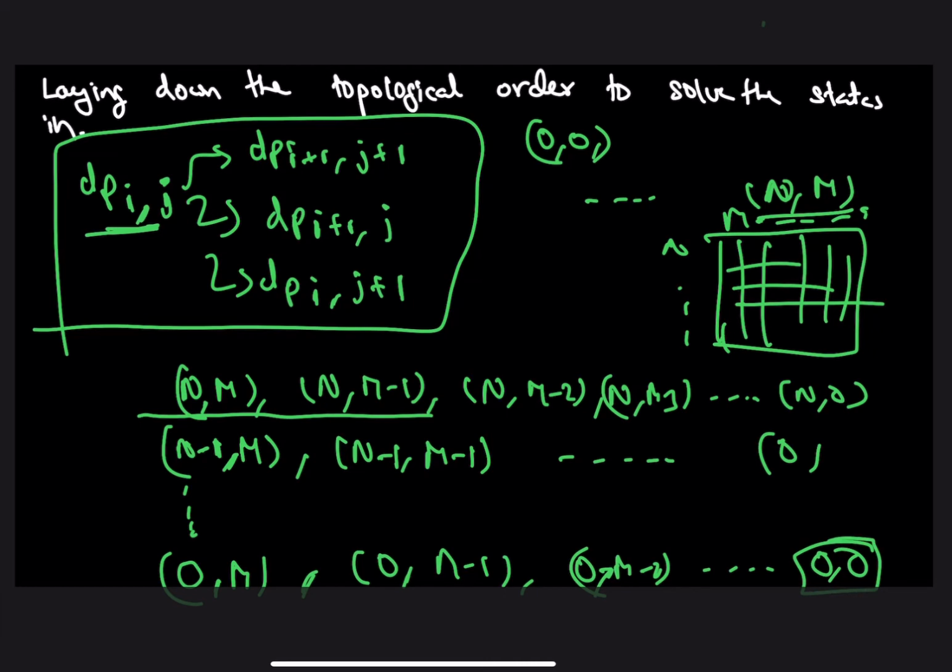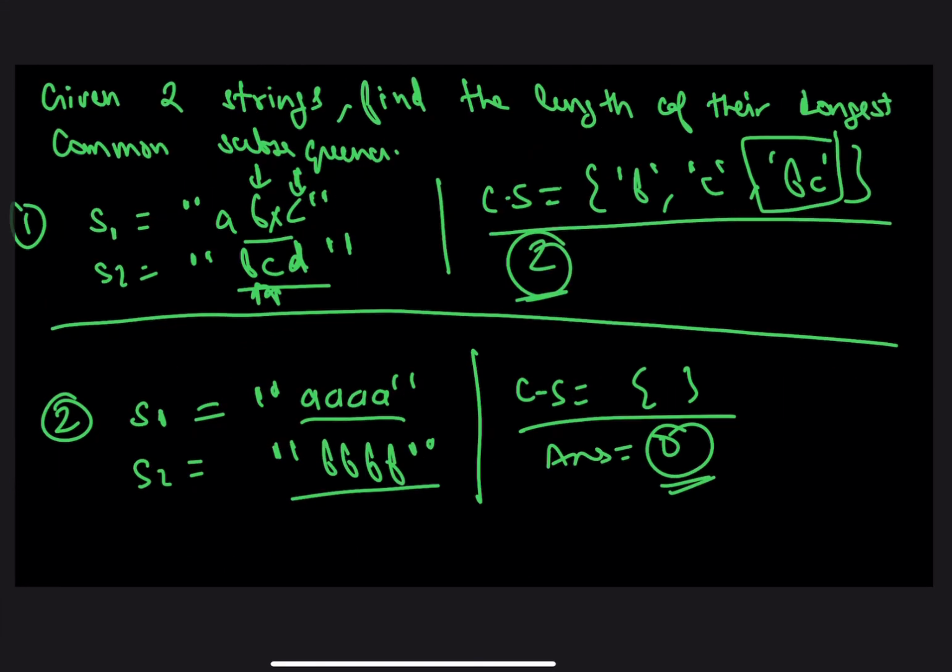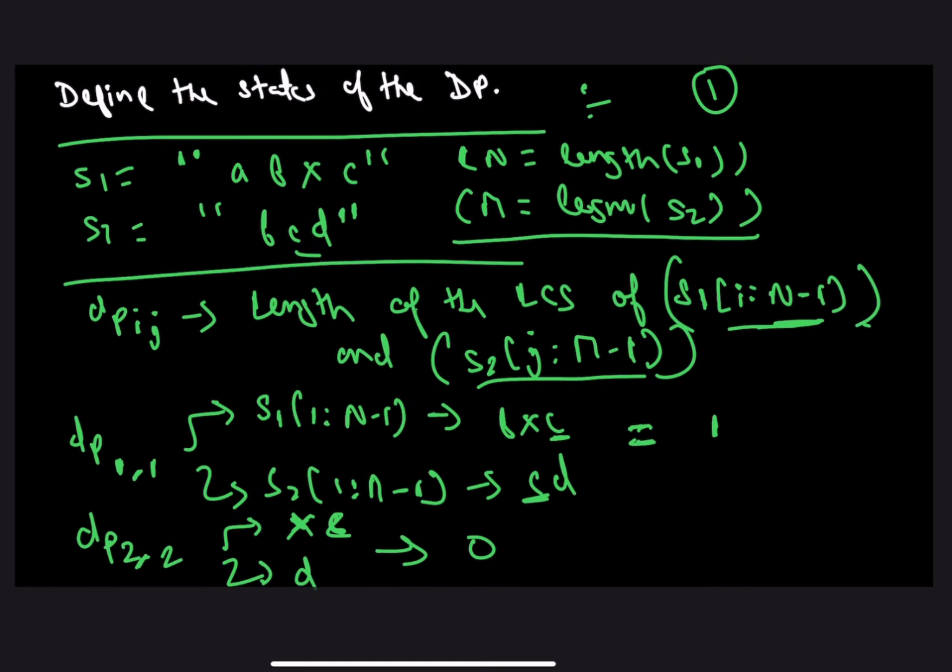So if you notice, the final answer that we are looking for is nothing but dp of 0 comma 0. Why? Because if you look back at the definition we have laid down over here, dp of 0 comma 0 will be equal to the longest common subsequence of s1 0 to n minus 1 and s2 0 to m minus 1. That is the longest common subsequence of the entire string s1 and entire string s2, and that's what we are looking for. So that's why our answer will be represented by dp of 0 comma 0 in this case.